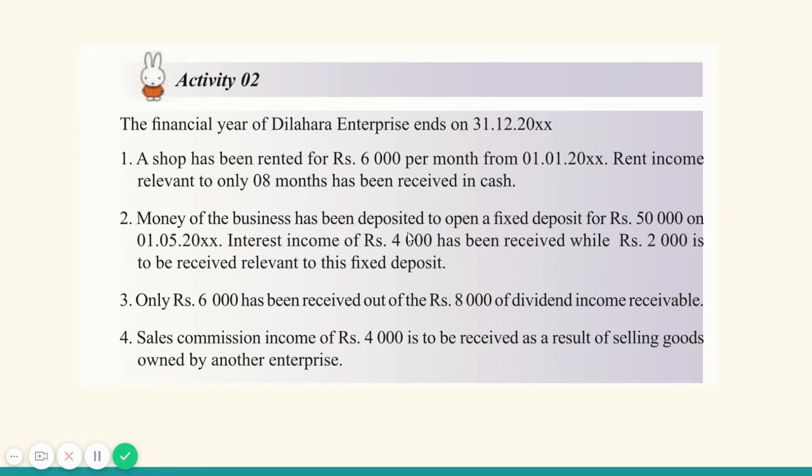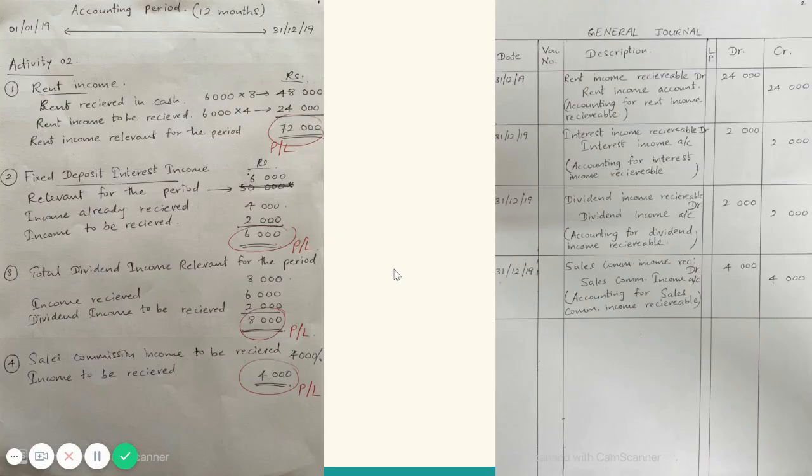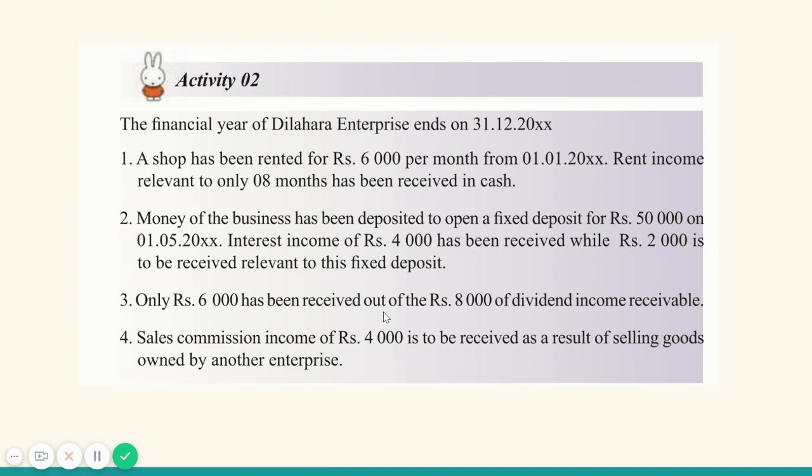So from that, interest income of 4,000 has been received, while 2,000 is to be received relevant to this fixed deposit. So here, the amount relevant for the period is 6,000. Income already received is 4,000. Therefore, income to be received, or income receivable, will be another 2,000. Thereby the total income relevant for the period will be 6,000 rupees. The rent income will be credited to the profit or loss. The total interest income of 6,000 also will be credited to the profit or loss.